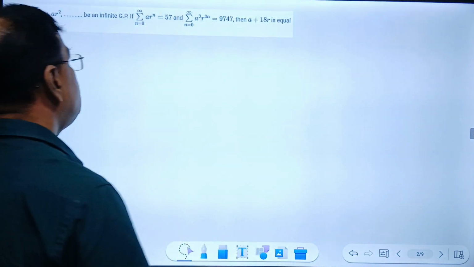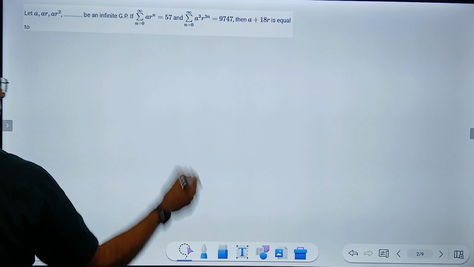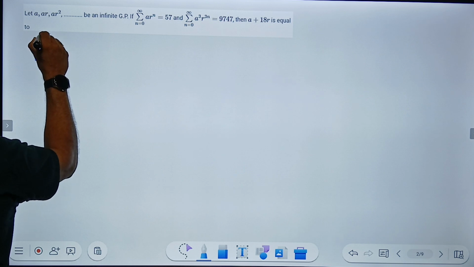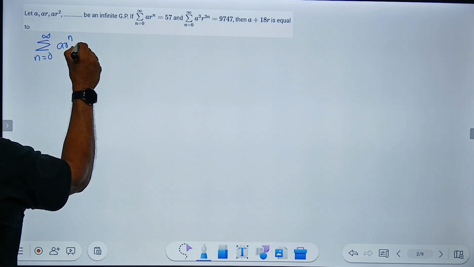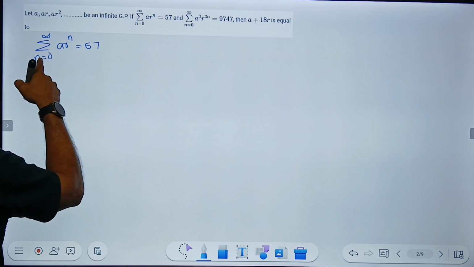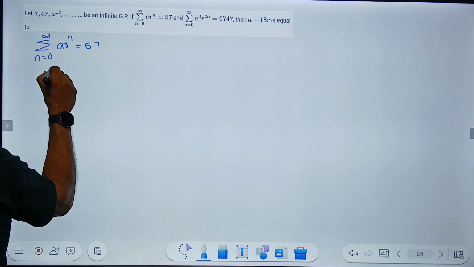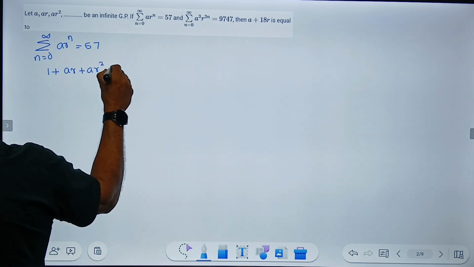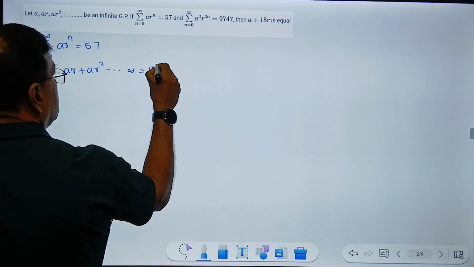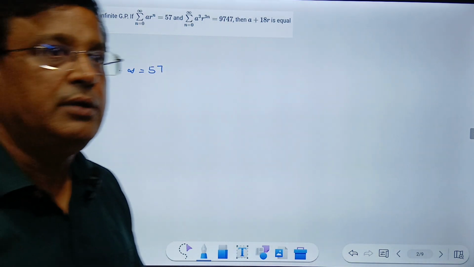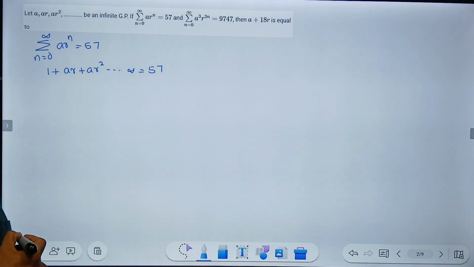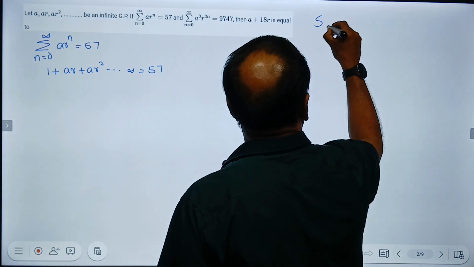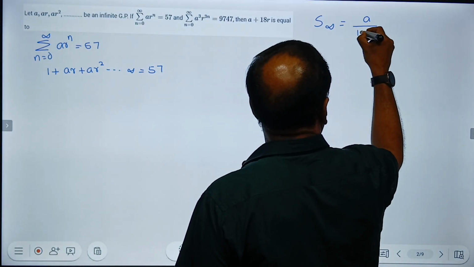First of all, let's make use of what is given here. It is given that sigma n equal to 0 to infinity A R power n is 57. Now what do you mean by this? Put n equal to 0, you get A, plus n equal to 1, it is AR, plus AR square, and so on to infinity is 57. This is a geometric progression, infinite terms. What is the sum of infinite terms of a GP?